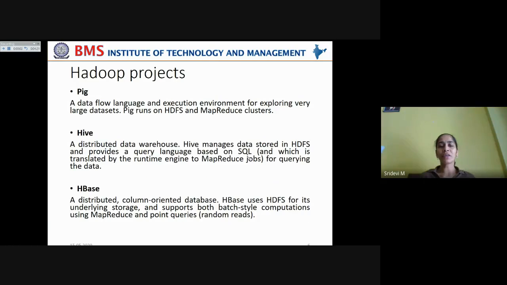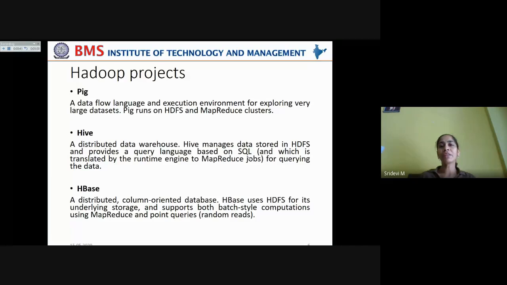And Pig is another project. It is a data flow language and execution environment for exploring very large data sets. And Pig runs on HDFS and MapReduce clusters. So you have a query language, it is like a scripting language to process the data which is stored on HDFS. So if you want to write some scripts, write some programs in order to analyze your data at the backend, that can be done through this Pig. It is a data flow language and execution environment for working with large volumes of data.